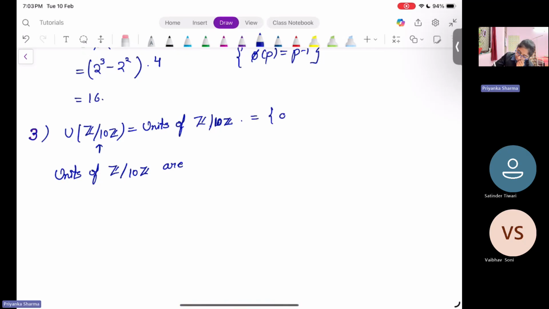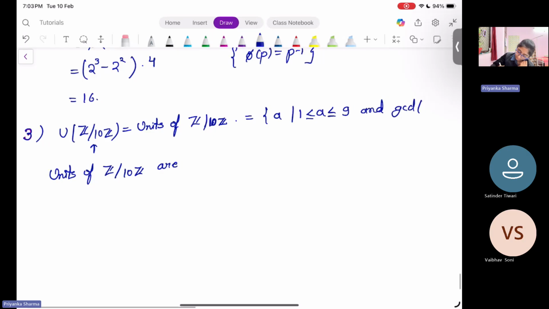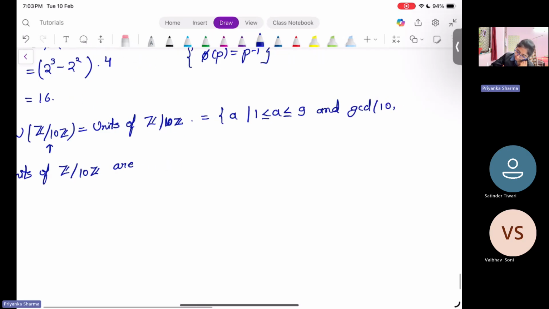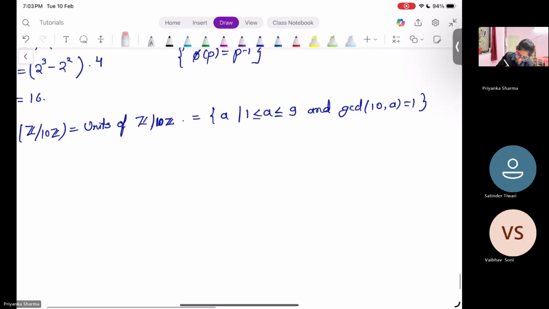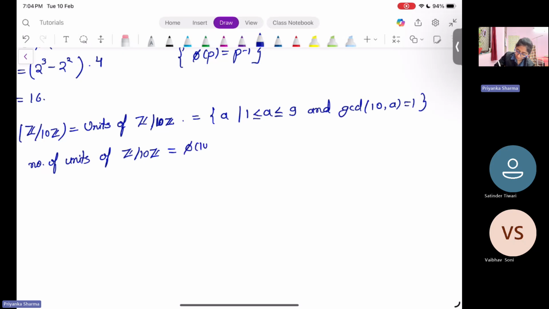simply I can write it as a such that a is less than or equal to 10 minus 1, or simply I can write 9, and GCD of 10 and a is 1. Okay. Means the number of units of Z over 10Z is again phi of 10.